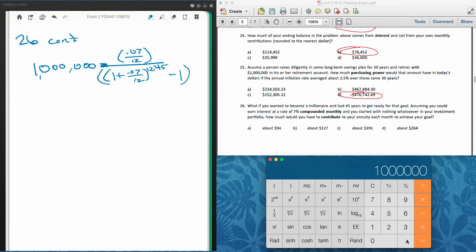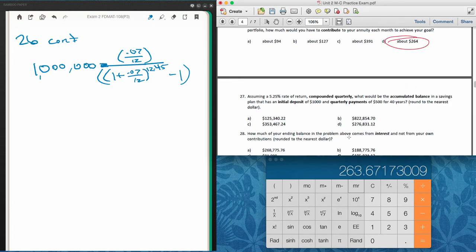$263 should be my payment and 67 cents. So about roughly $264 if you round to the nearest dollar. And there we are. So D is our correct answer. And we'll move on to 27.